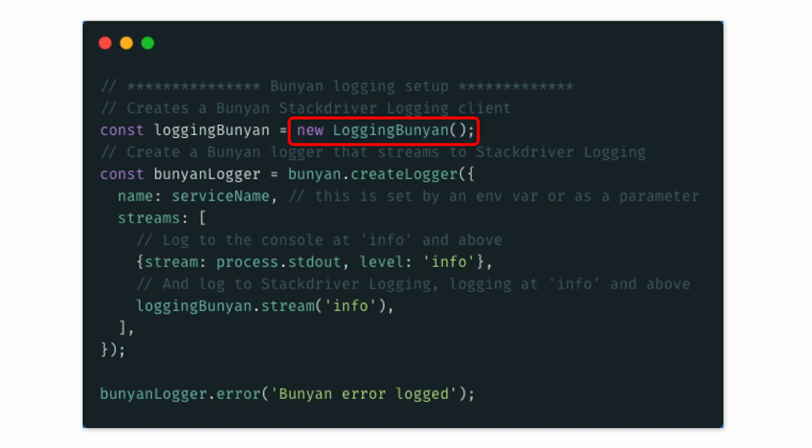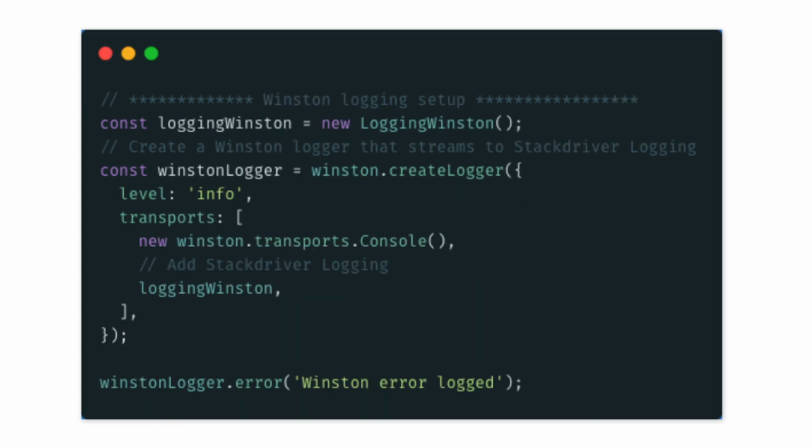More commonly, you may choose to either use the Bunyan or Winston logging libraries. To use the Bunyan library, simply add it to your code, create a new instance of the logger, and then write error logs using the .error method. Using the Winston library is very similar. Create a new instance of the logger and write error logs using the .error method. In both cases, structured logs will be written to Stackdriver logging.